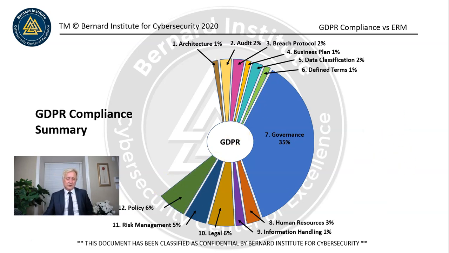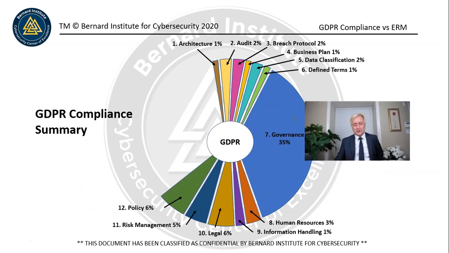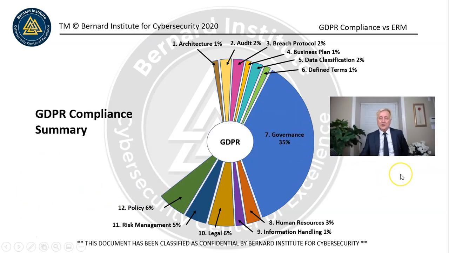Policy, we talked a lot about policy. It's a big chunk. 6% of the time someone is working in a role based on one resource, they're going to be working on policies. Depending on the size of your organization, your team might be a lot more than one person. You might have 10 people working on GDPR, and maybe 6% of those 10 people will be spent on policy.